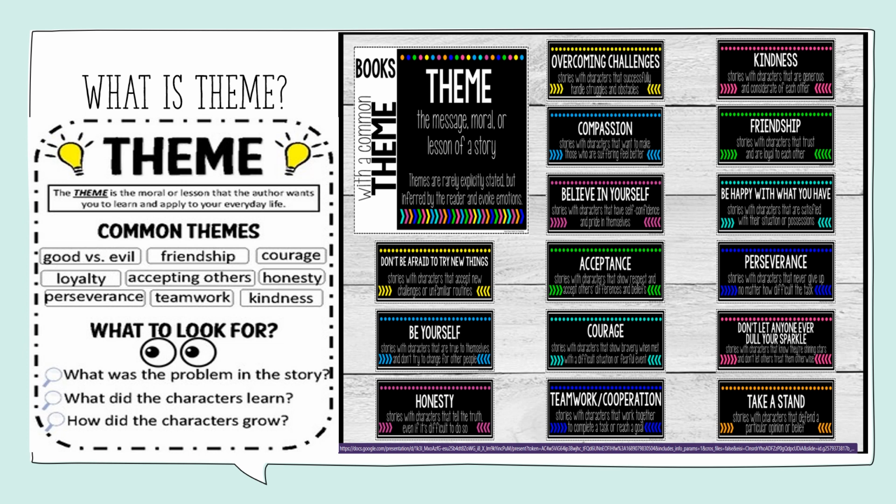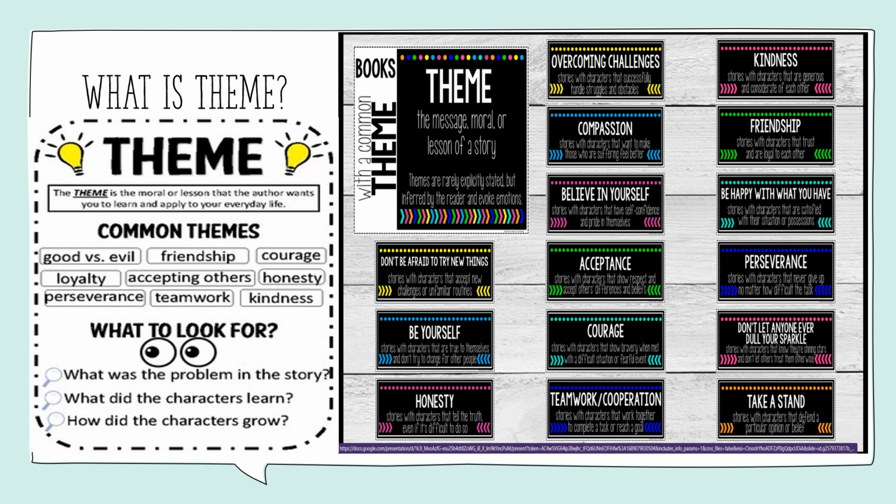So first I would talk about what is theme, and we would look at it as the moral or the lesson that the author wants us to learn and apply to everyday life. And some common themes: good versus evil, friendship, accepting others. And what we are going to look for throughout our reading is, what was the problem of the story? What did the characters learn? How did the characters grow?